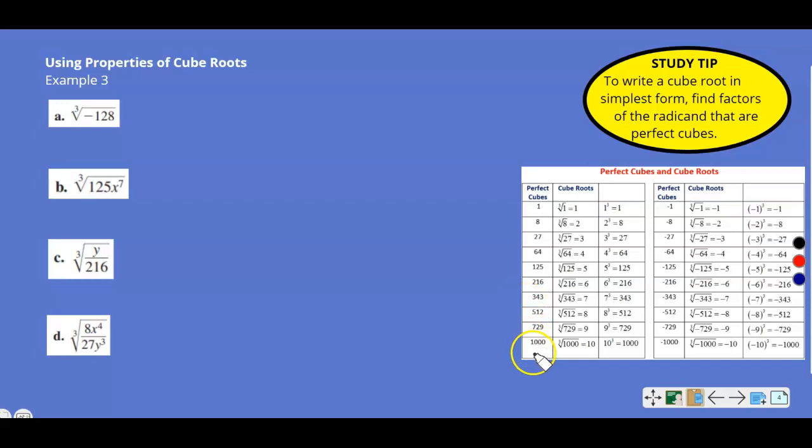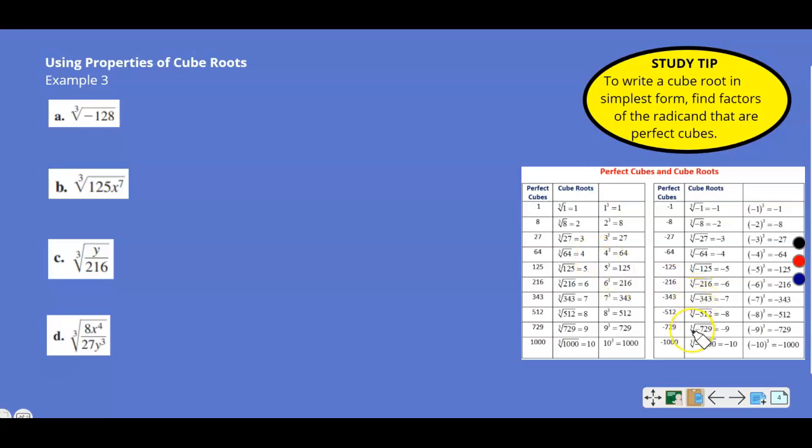These numbers are all perfect cubes, and you can see what you get if you take the cube root of each. A number cubed, like 4 cubed, is 64, and then the cube root of 64 is 4. So a perfect cube undoes a cube root, kind of like opposite operations, like how addition will undo subtraction.